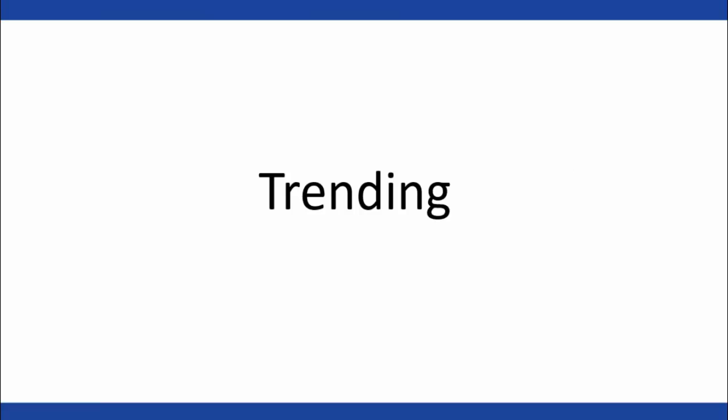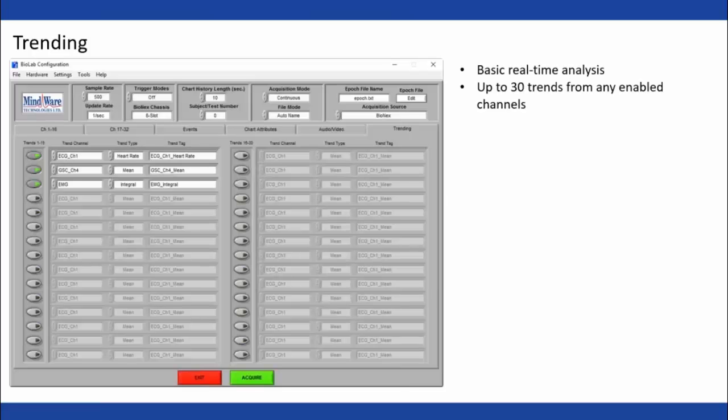All right, moving on from audio-video, we have one more tab to discuss on the configuration screen, and that is trending. So trending is basic real-time analysis available in BioLab. And with trending, you can have up to 30 trends enabled at any given time from any of the channels that you've enabled for acquisition. Some of these trends include the average, the minimums and maximums of signals. We can extract the DC and AC components of signals, things like that.